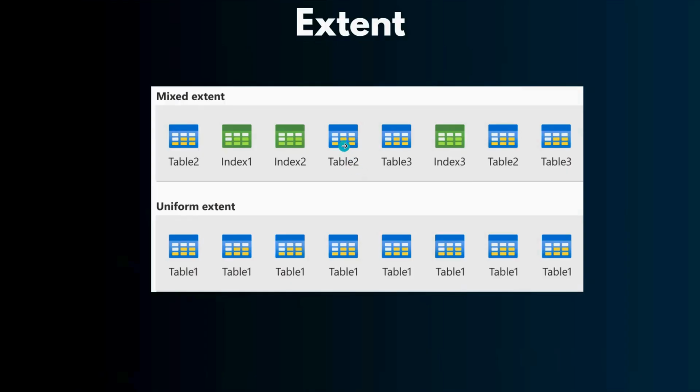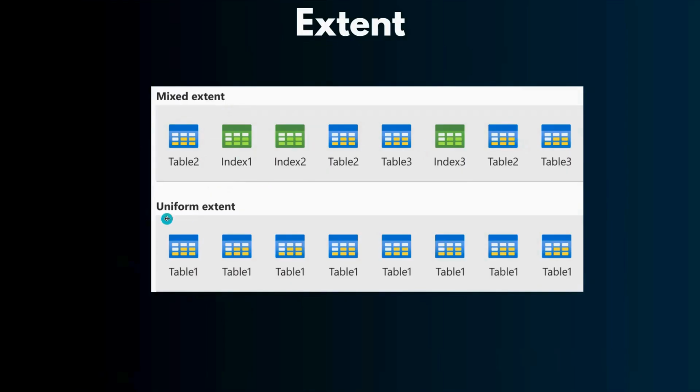There are two types of extents. First is the mixed extent. These are shared by different objects. Each of the 8 pages in the pack can belong to a different table or index. SQL Server uses these for very small tables to avoid wasting space. Here you can see the first page belongs to table 2, the second and third are index pages, and they belong to different other objects, and we have table 2, table 3, then index 3, table 2 and table 3. So these can belong to different objects.